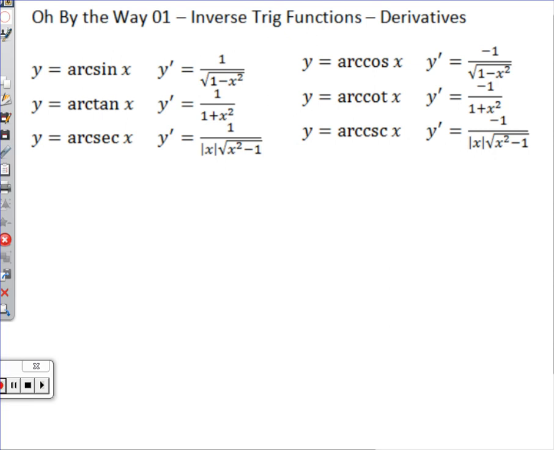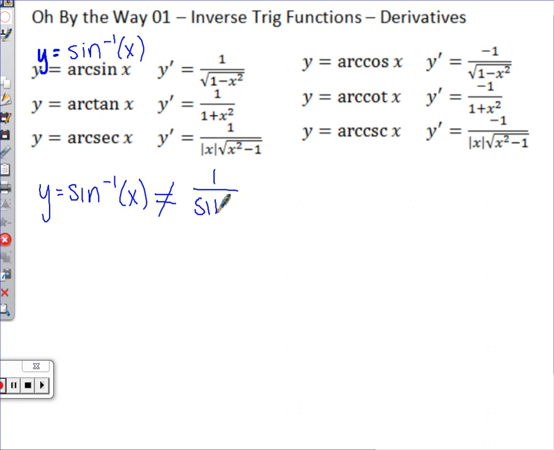But you will occasionally see them written the alternate way, like y equals sine to the -1 of x, right? That's the alternate way. And we remember that this, y equals sine to the -1 of x, does not equal 1 over sine of x, even though that's what it looks like, right? Which is why this is the inferior way, in my opinion.